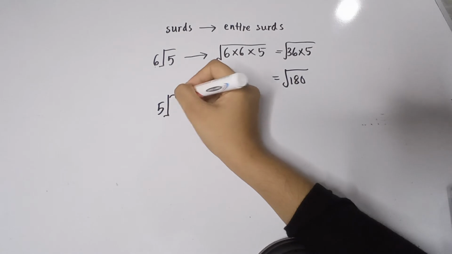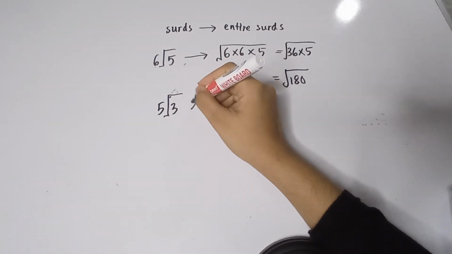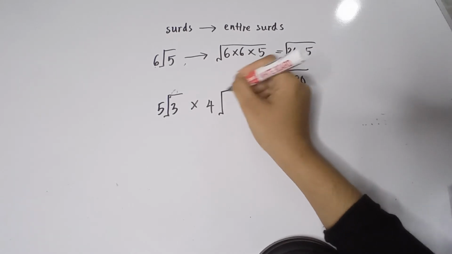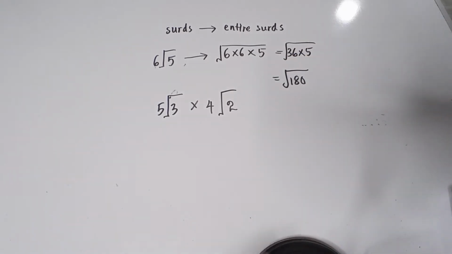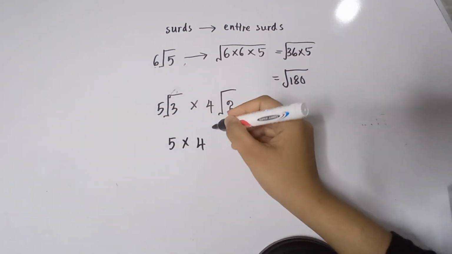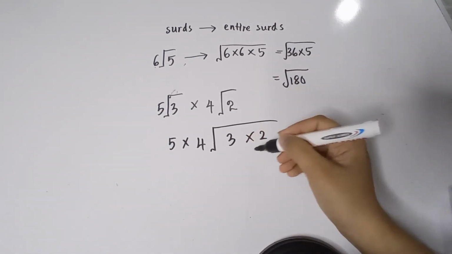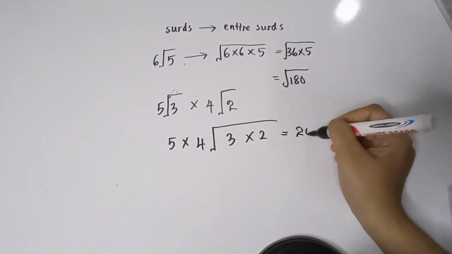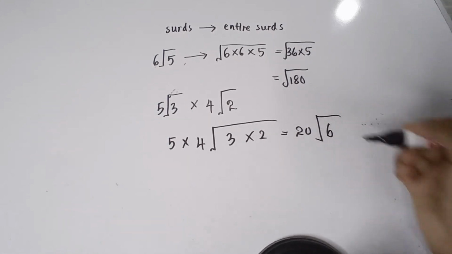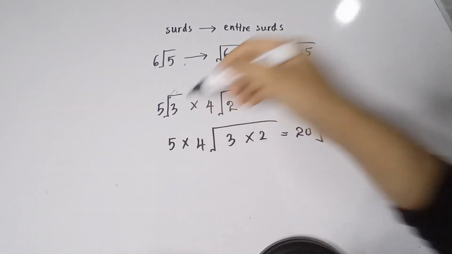I'll take two surd values: 5 root 3 into 4 root 2. I took two different surd values. This is very easy. Take the first whole numbers 5 into 4, and take the surd values root 3 into root 2 as a whole. 5 into 4 is 20 and 3 into 2 is 6. So you get 20 root 6. 20 root 6 is the simplification of these two surds.